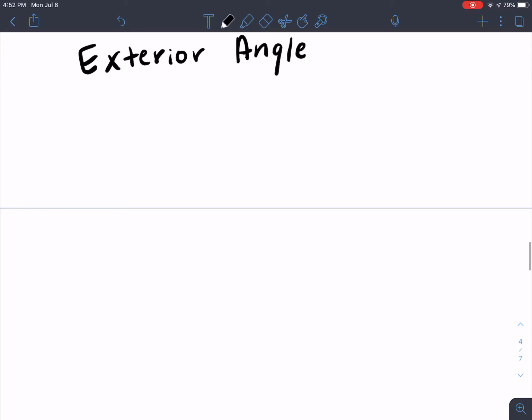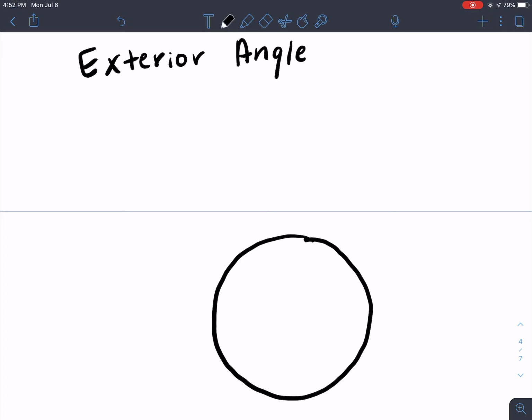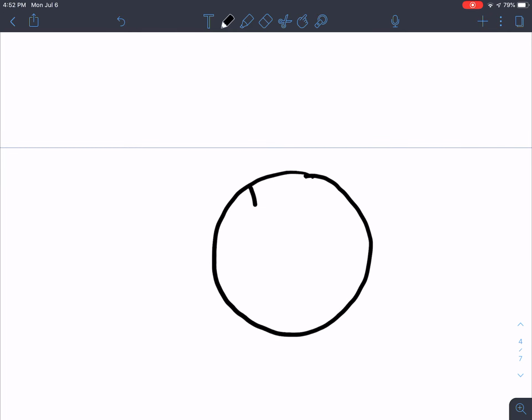The last angle we'll talk about today is the exterior angle. In the exterior angle, the measure that's formed by two secants intersecting outside of the circle is half of the difference of the two arcs. So I'll draw a picture of that. So here's one segment, and this is another segment that's intersecting it outside of the circle.